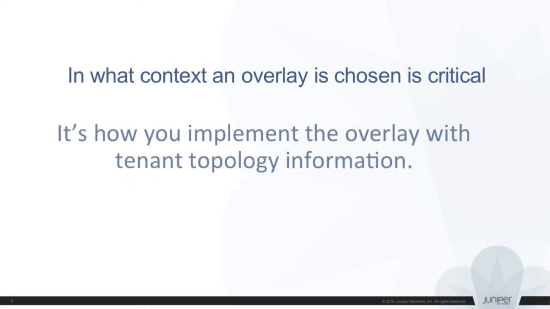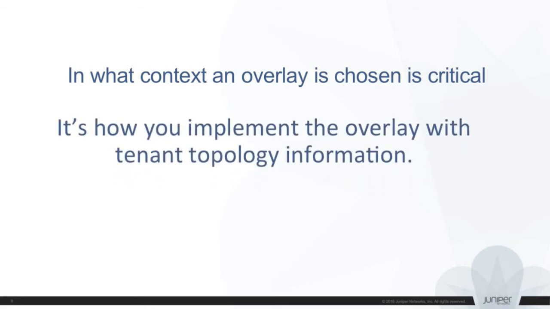So in addition to what overlay is being chosen, how it is implemented also matters a lot. If the implementation carries the tenant topology information, it'll actually simplify the architecture and the implementation, it can eliminate a gateway, it can span across the data centers, and it can provide many different advantages. So this is another factor to consider while building out your data centers and the OpenStack cloud.